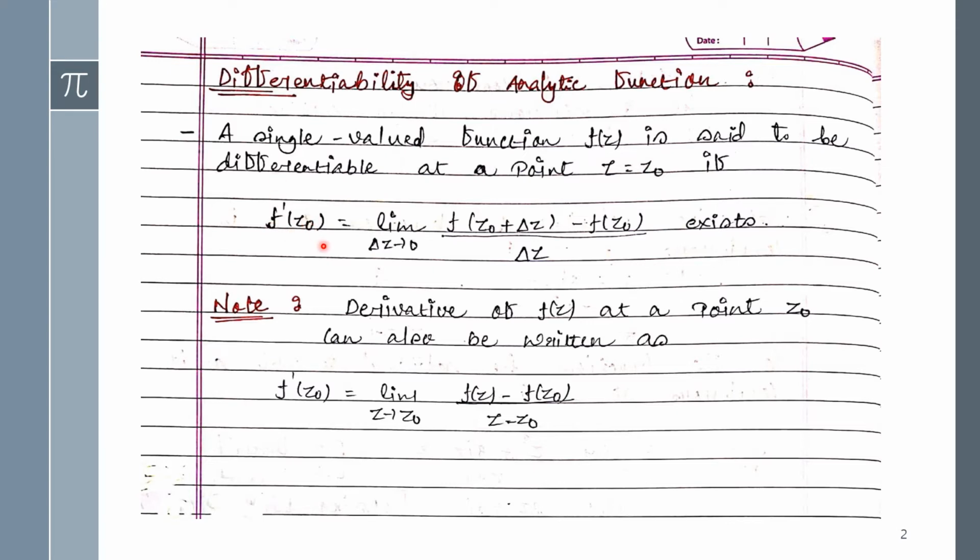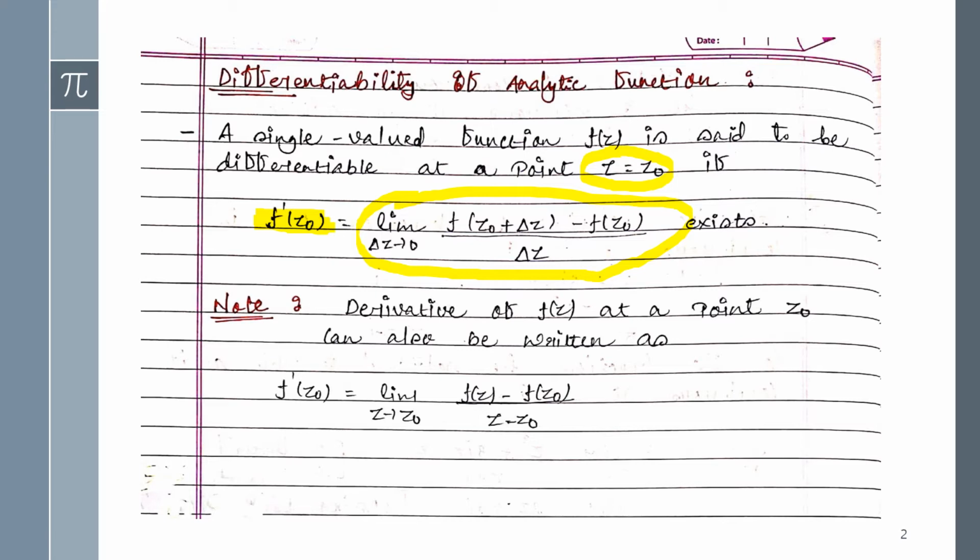So f dash z0 equals limit delta z tends to 0 of f of z0 plus delta z minus f of z0 upon delta z, exists. This is the formula to find differentiability. This is the main formula, guys, and in the examples we are going to apply this formula only. You have to remember this formula, and this is at the point z equals z0.